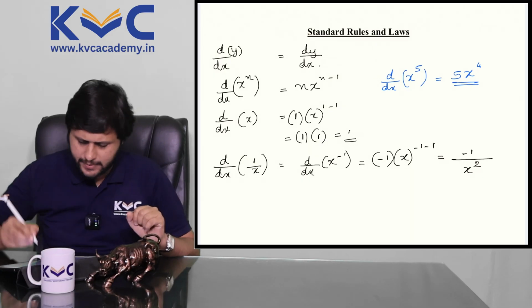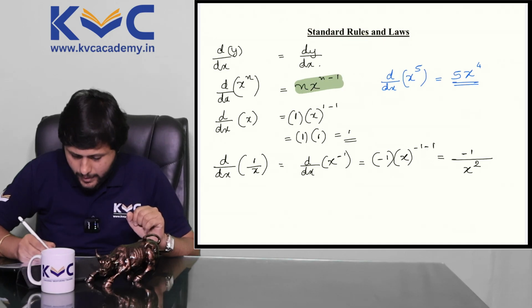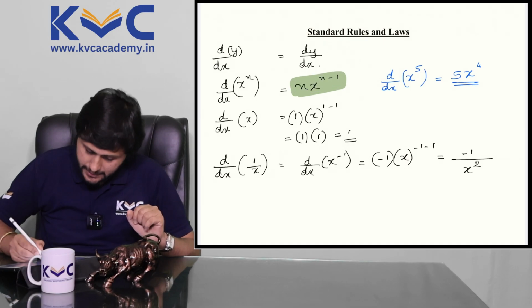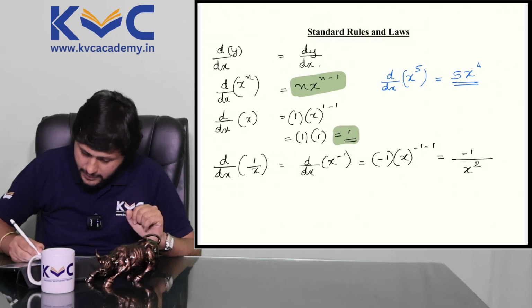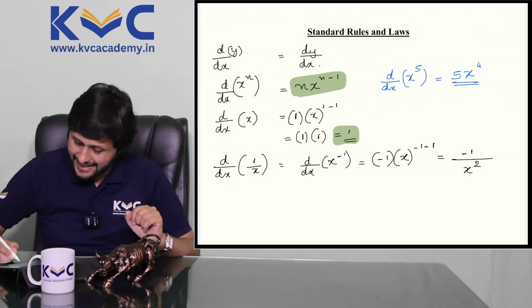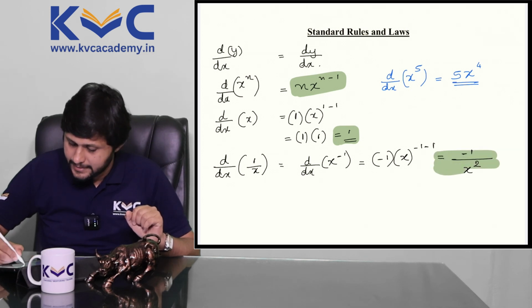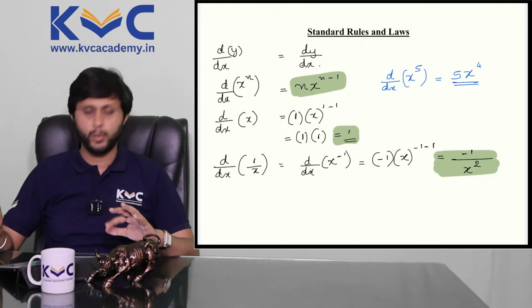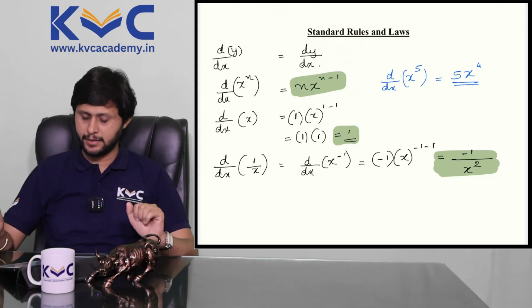I'll just highlight what is important. Okay. Here this is required: n into x to the power n minus 1. Then here, differentiation of x is equal to 1. And then we have differentiation of 1 by x is equal to minus 1 by x square. I hope you have no doubt up till here.